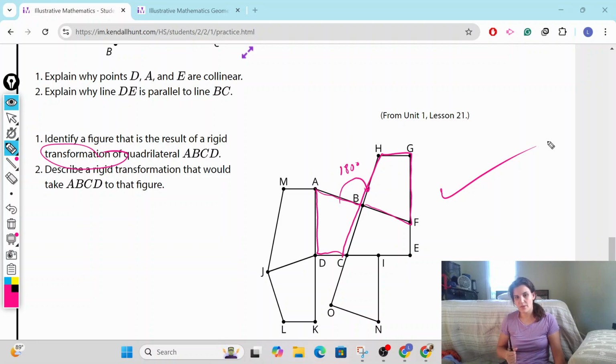There's actually a bunch more you can find, but I'm going to let you go ahead and find those on your own. Describe a rigid transformation that would take ABCD to that figure. We did it. If I rotate this, AB goes on top of BF. This side's going to go here. That side's going to flip all the way around and go here. AC is going to go to HG. And then BC all the way to HB.